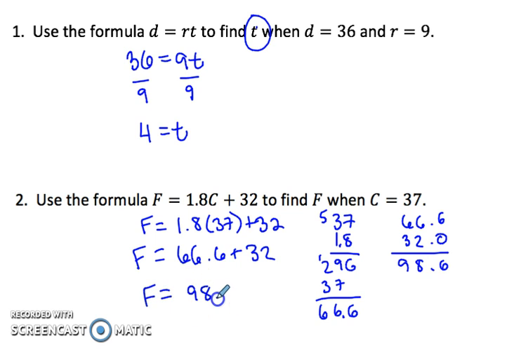98.6. If that number seems familiar to you, that's because 98.6 is the normal human body temperature. So when you take your temperature when you're sick, you are looking for it to be 98.6. The Celsius equivalent of that is 37. If you were taking your temperature in Celsius, a normal degree number would be 37 degrees for your body temperature.